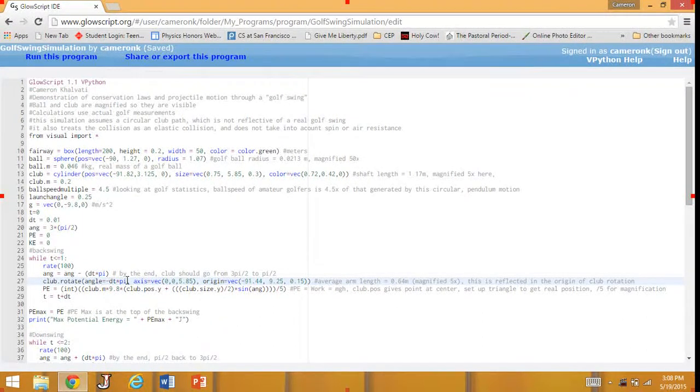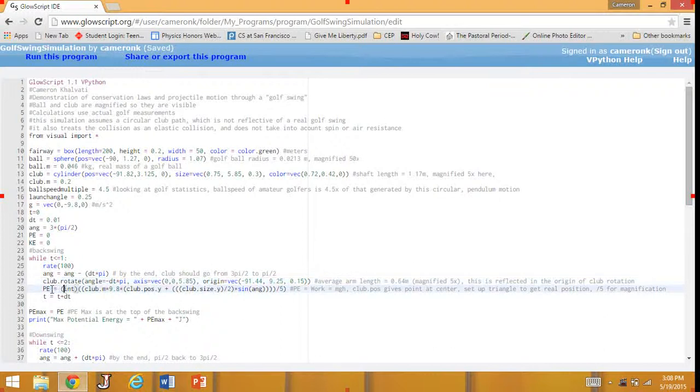It's rotating by an angle of minus dt over pi. So while t is less than or equal to 1, that means it'll go through 100 times, and 0.01 times 100 is 1. So by the end, it will have rotated minus pi, which is what I'm looking for. And you have to rotate it about an origin. So I just did the top of the club, plus I considered the average arm length of a person, magnified by 5x, just to get a more realistic looking swing.